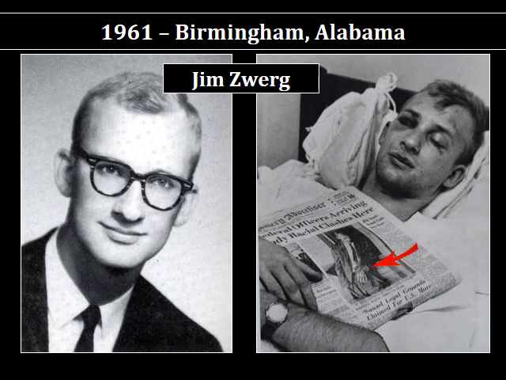So Jim Zwerg is beaten so badly that he almost dies. You can see the arrow indicates his picture on the front page. He almost died waiting for a taxi to pick him up and take him to the hospital. All of the black-owned taxis wouldn't come anywhere near the mob in Birmingham for fear for their own lives, and the white-owned taxi companies were complicit in the crime anyway. So it took forever for him to get to the hospital. He does survive, but you can see how badly he's beaten.